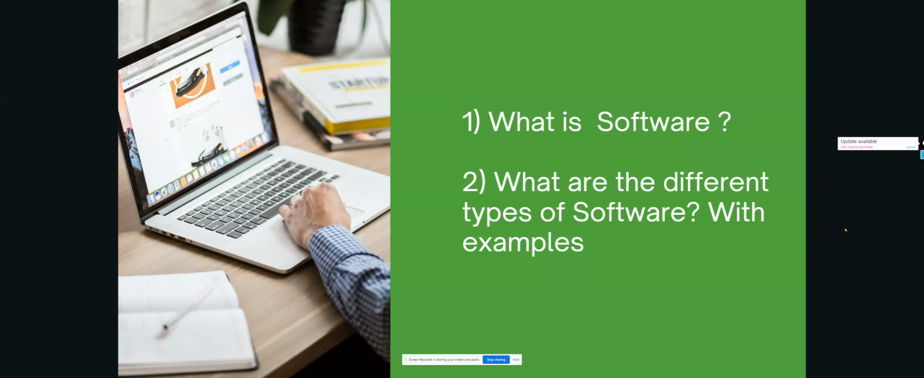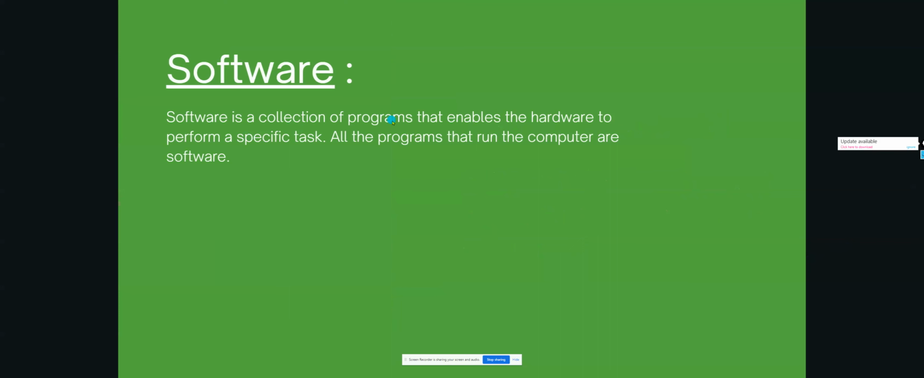Let us see the first question. What is software? Software is a collection of programs that enables the hardware to perform a specific task. All the programs that run the computer are software. Some task will be performed in the software. It enables the hardware to perform a specific task.